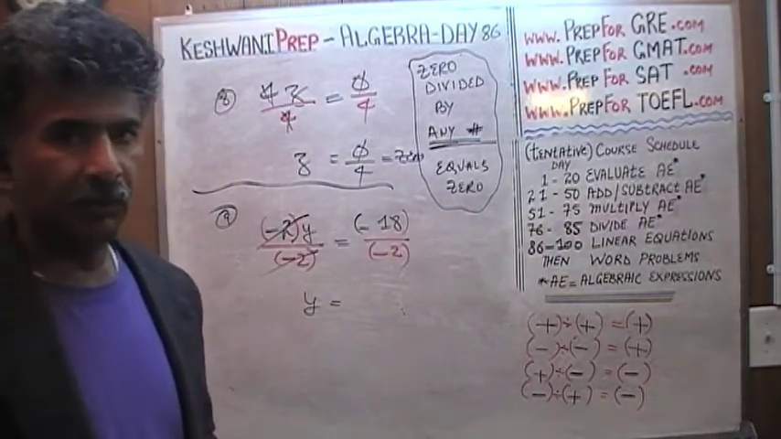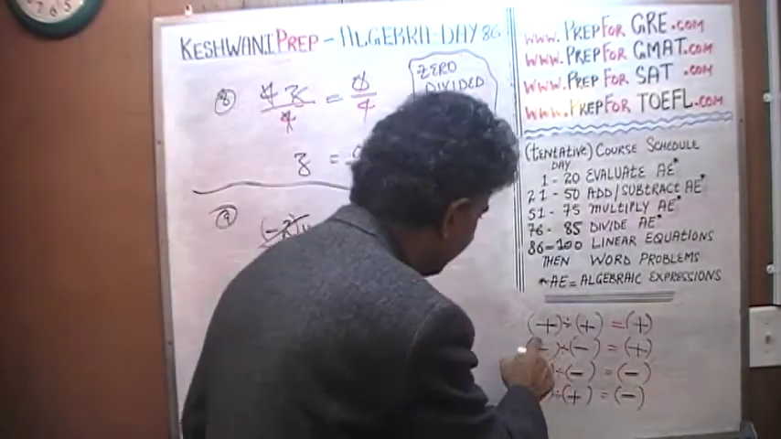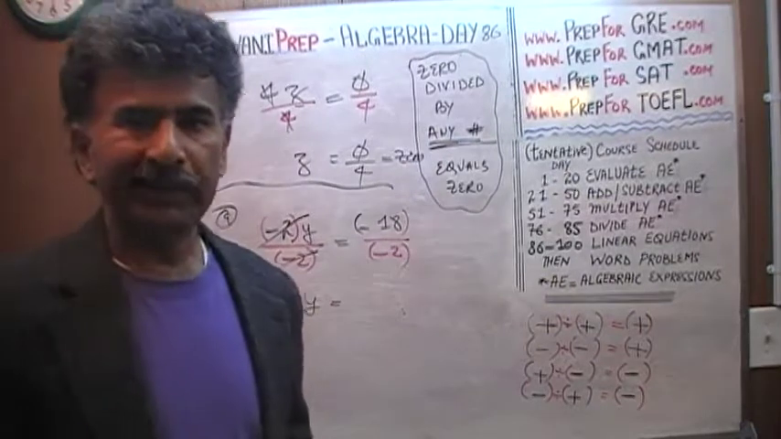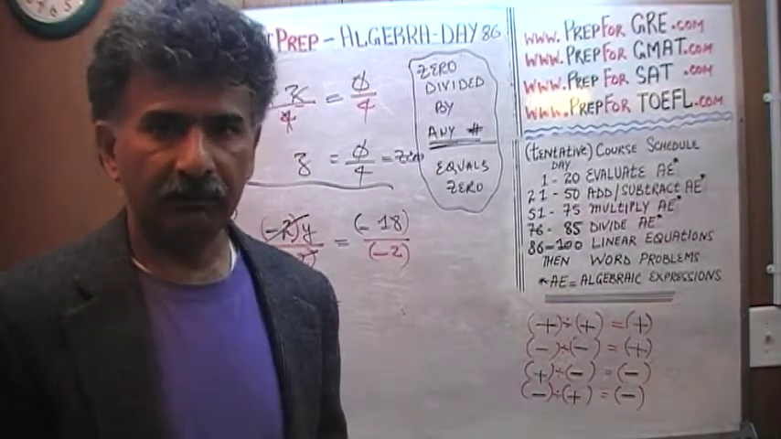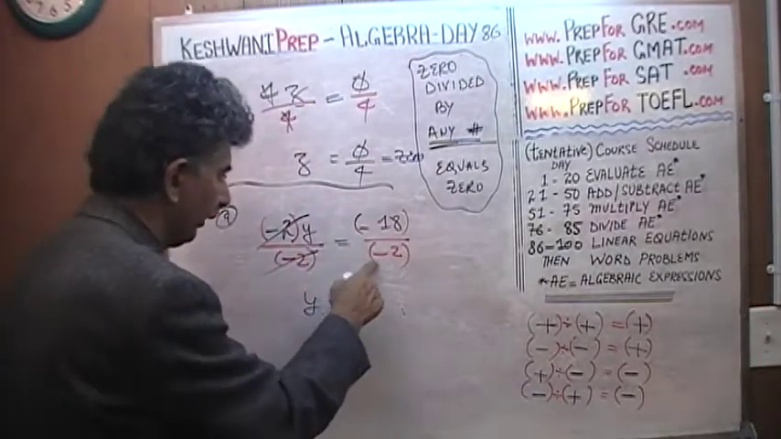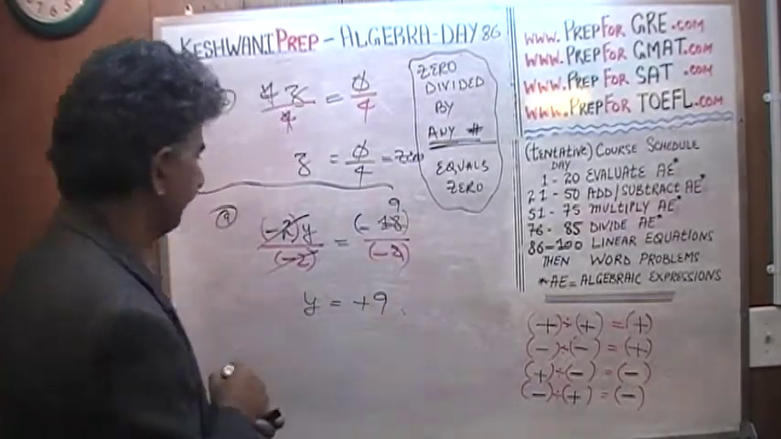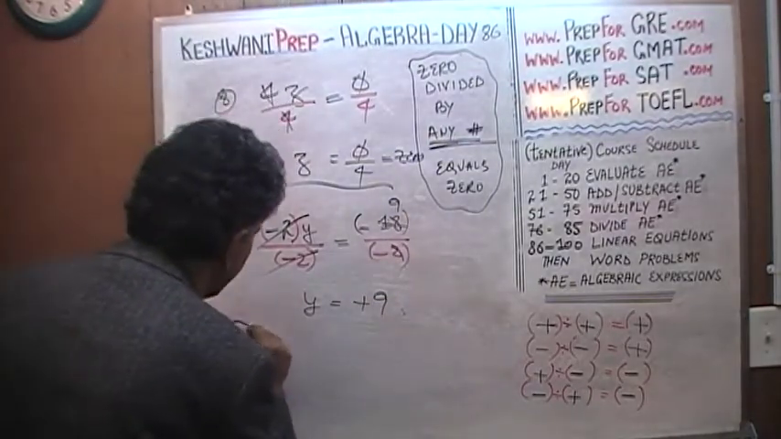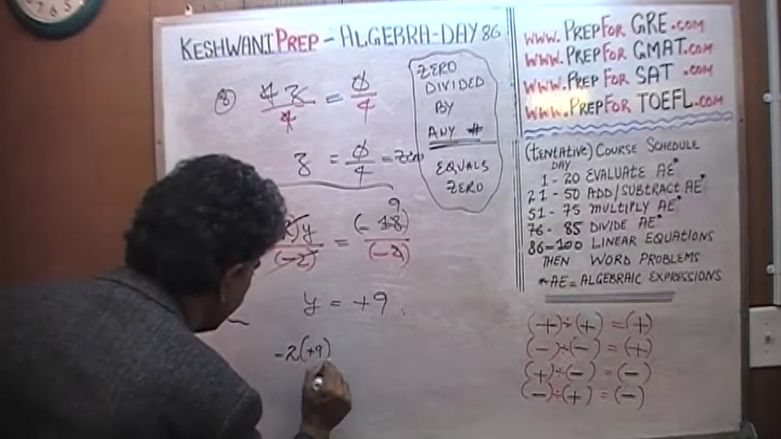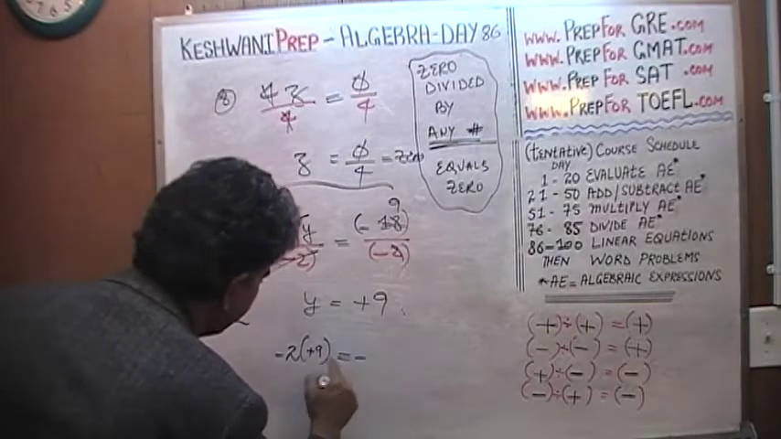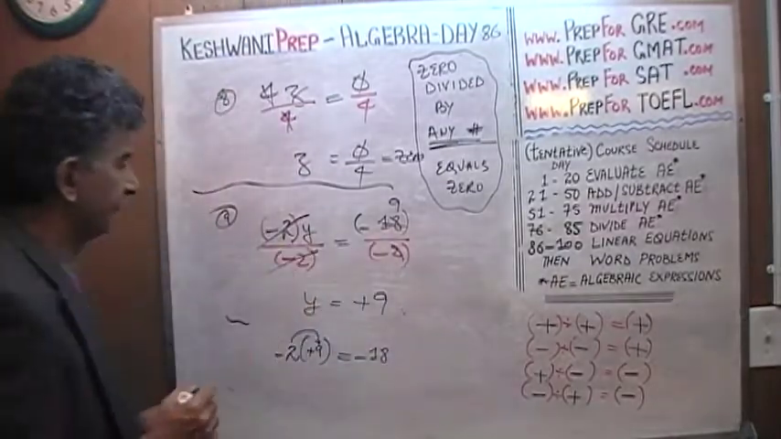But we know that when you divide like signs, we get positive. Positive divided by positive is positive. Negative divided by negative is positive. 18 divided by 2 is 9. So the answer is positive 9. Which makes perfect sense, because if you plug it back in to verify, negative 2 times a positive 9, negative times positive is negative, and 2 times 9 is 18. Negative 18, which is what we had here.